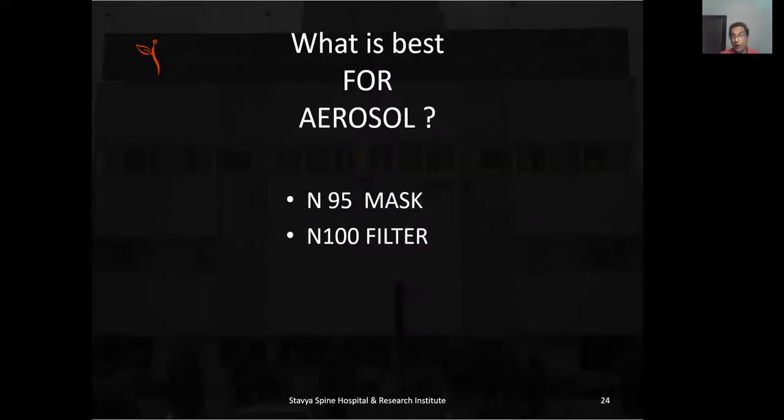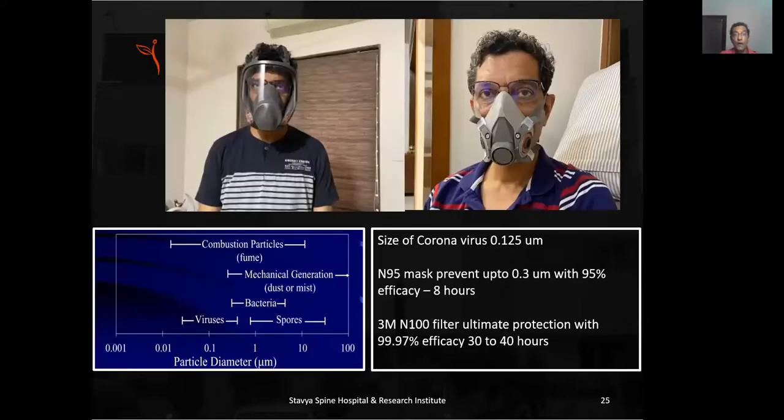Now, what is best for aerosol? How do we protect ourselves from the aerosol generated by high-speed tools? The first thing that comes to anyone's mind would be the N95 mask, and second is the N100 filter, which we have been using in our cases. The coronavirus is 0.125 micron, while the N95 mask filters 0.3 micron, and that is again for 8 hours.